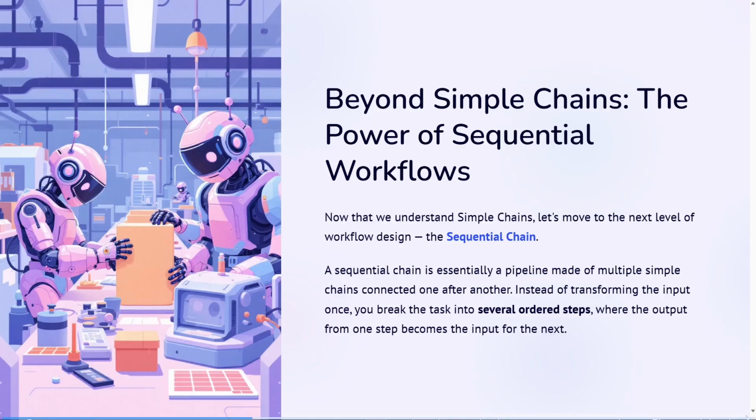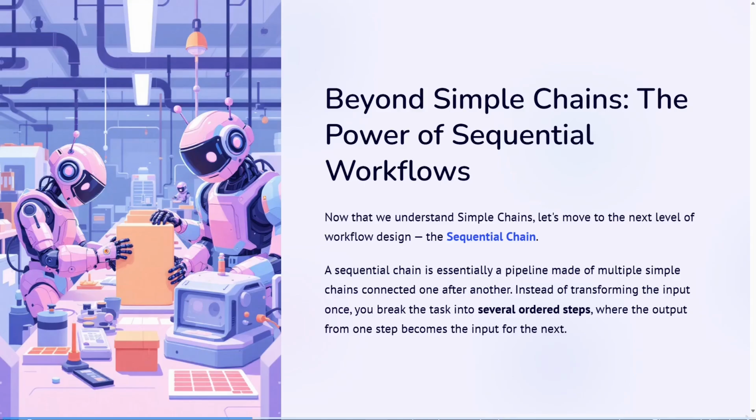Now that we understand simple chains, let's move to the next level of workflow design, the sequential chain. A sequential chain is essentially a pipeline made of multiple simple chains connected one after another. Instead of transforming the input once, you break the task into several ordered steps where the output from one step becomes the input for the next. Think of it like an assembly line in a factory. Step 1 creates a rough shape, step 2 refines it, step 3 polishes it, and step 4 adds the finishing details. Each stage handles a very specific responsibility, and because the tasks are separated, the entire process becomes more reliable, interpretable, and reusable.